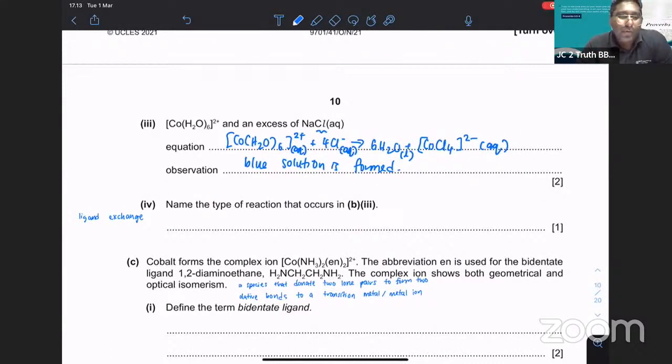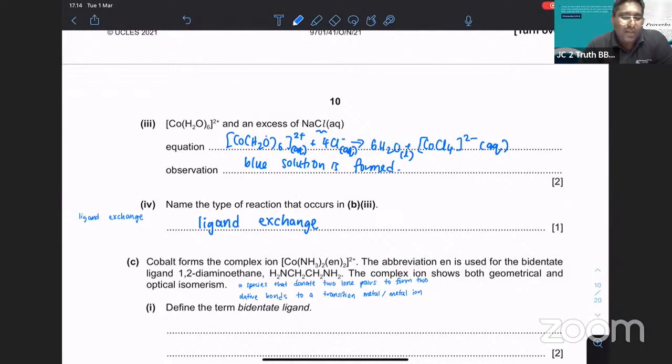Now the next part, the easy part: name the type of reaction that occurs in B3. Not only in B3, but in all of B1, B2, B3. They are going to replace the ligand. So this is going to be known as ligand exchange. So this is going to be a ligand exchange reaction.